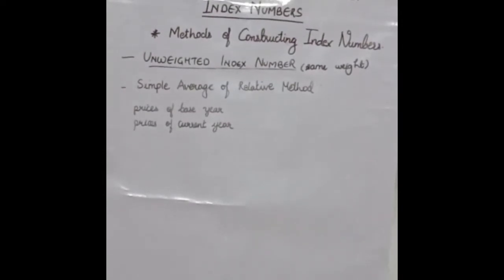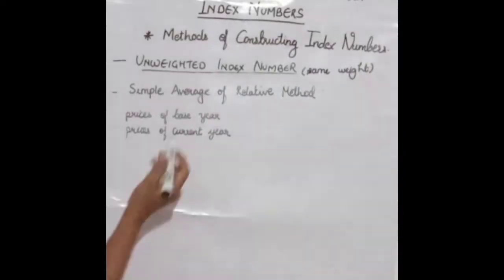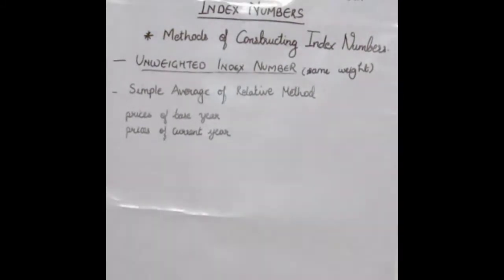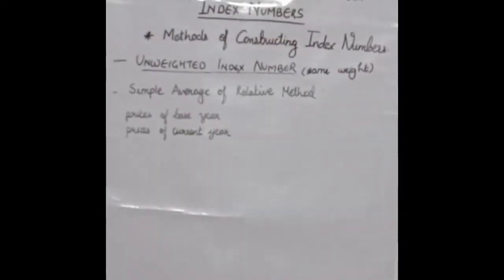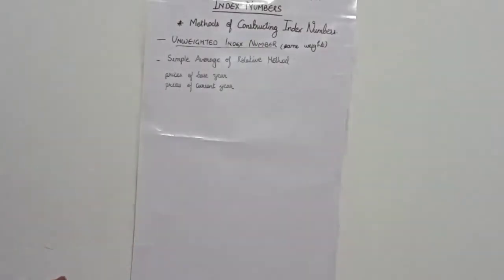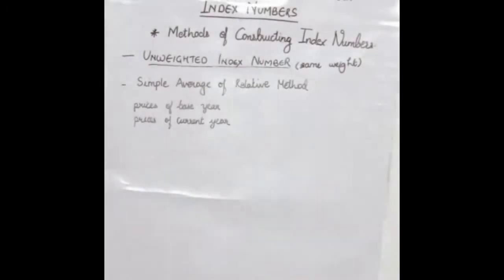So students, now we are going to see the second method of unweighted index number, that is the simple average of relative method. As the name says, we have to find the average. Average of what? Average of a relative method. So we need to find the relative method. Since we are dealing with price, we are going to call it price relative.